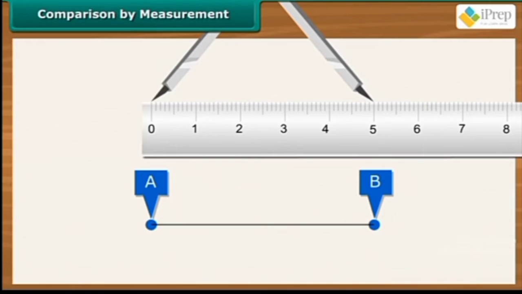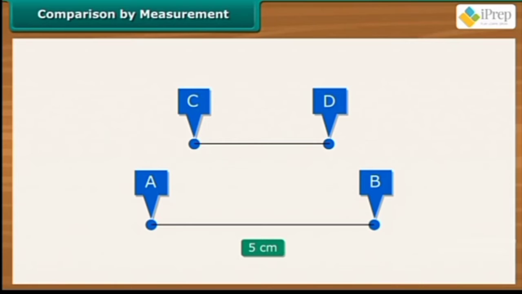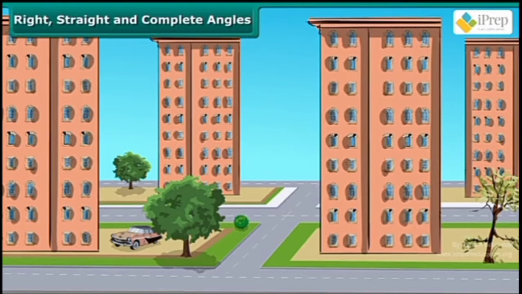Place the divider on the ruler. Write down the measurement of AB as 5 centimeter. Now measure CD in the same way. Write down the measurement of CD as 3 centimeter. Therefore, AB is longer.